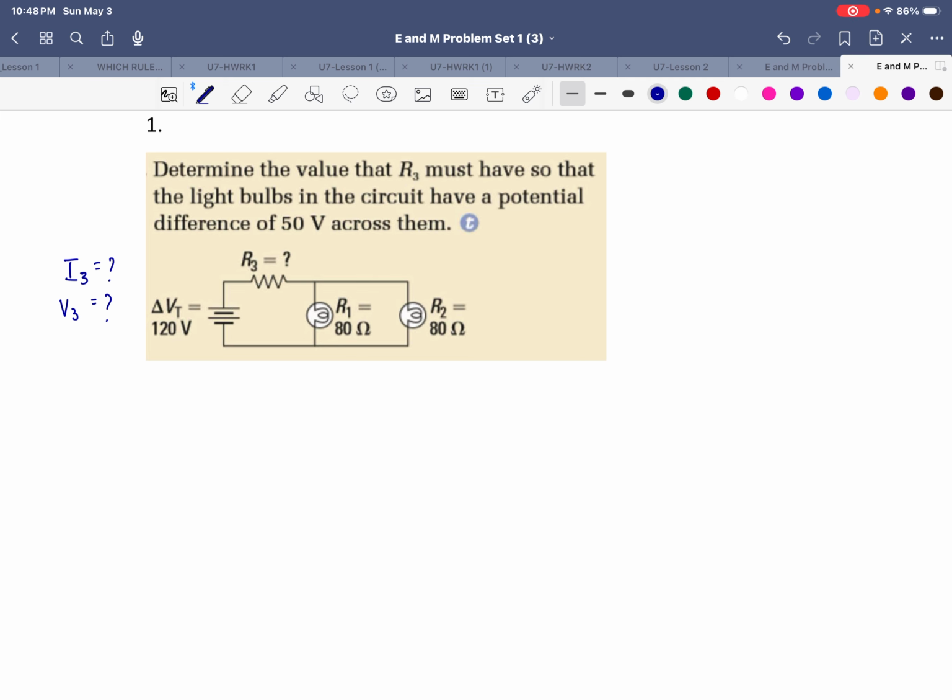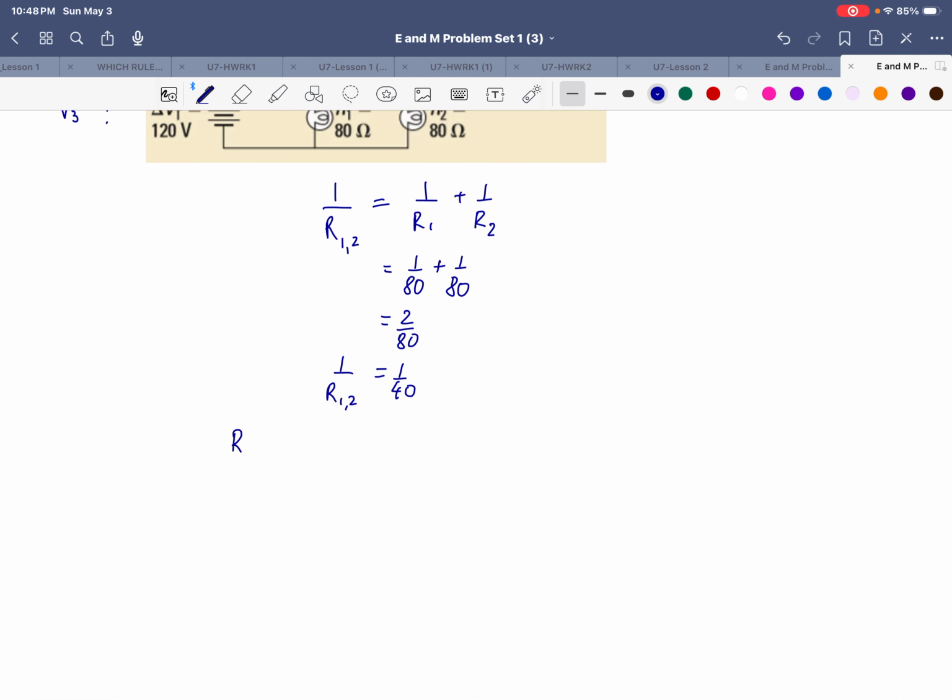Now, since these two are in parallel, then we're going to have to find the total resistance of R1 R2 using the formula 1 over R12 is equal to 1 over R1 plus 1 over R2. So that will make it 1 over 80 plus 1 over 80. And that will make 2 over 80, which in simplified form is 1 over 40. And we have 1 over R12 equal to 1 over 40, which will make R12 equal to 40 ohms.